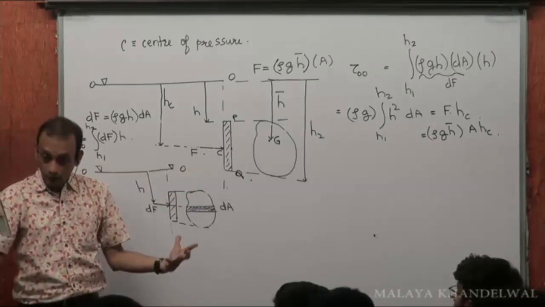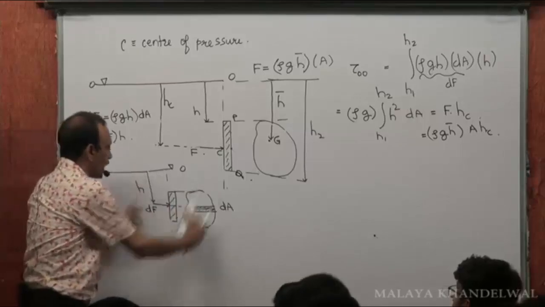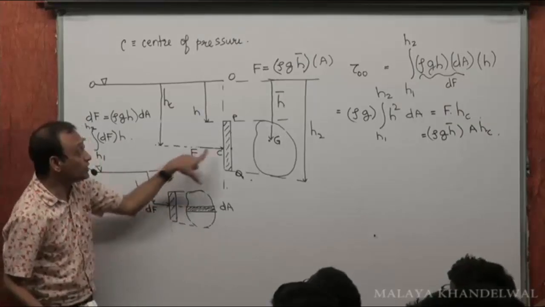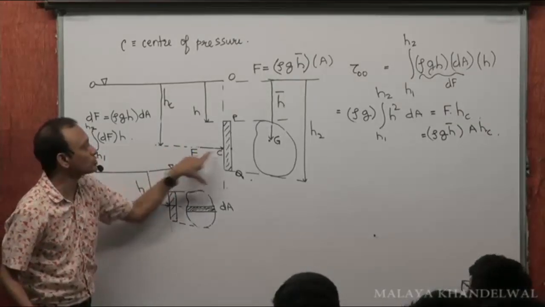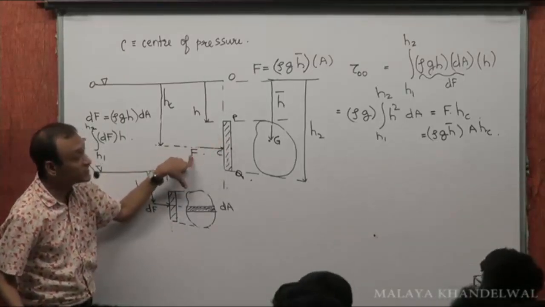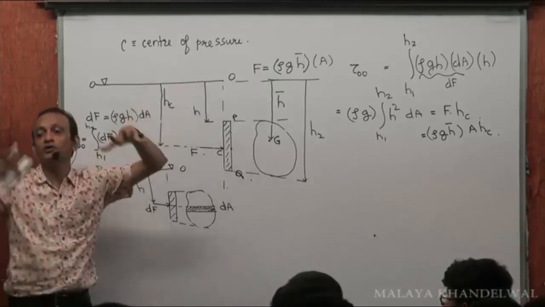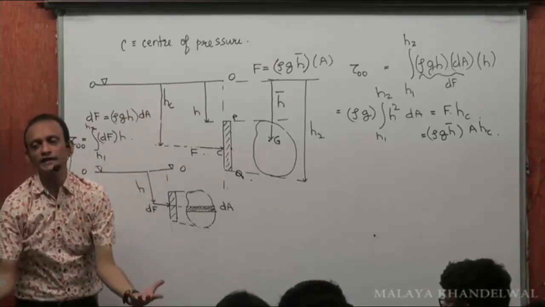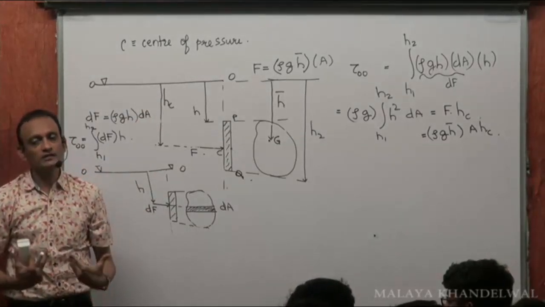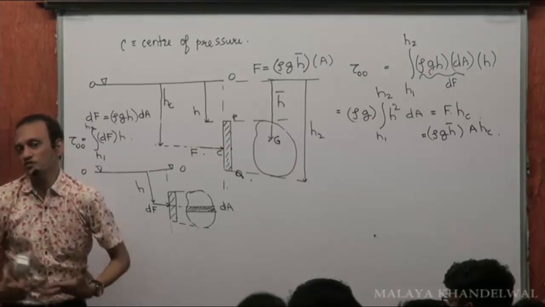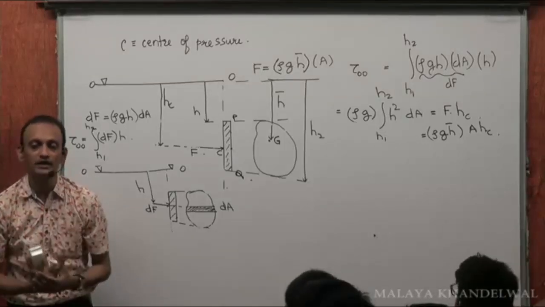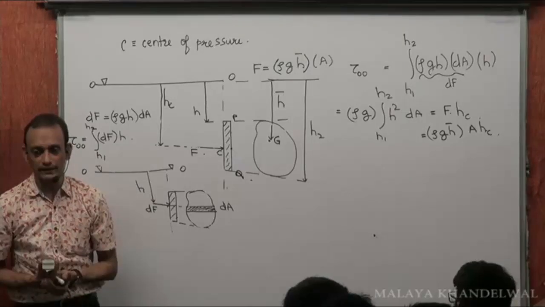That means to compute the total torque, either I can take the torques of all the dFs about the free surface, or if I know the center of pressure, I apply in one shot the force F at the center of pressure, and the torque that this F produces about the free surface would be the total hydrostatic torque acting on the submerged surface. So HC is the equivalent depth where I can imagine the entire force F to be acting.